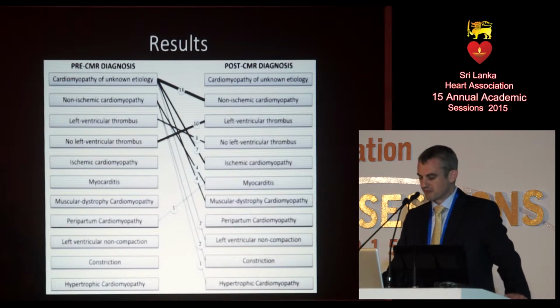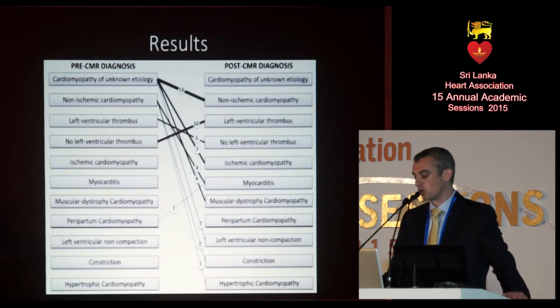This is a summary of their results. So the important things I would take from this are that they were able to classify more causes of cardiomyopathy into either ischemic or non-ischemic causes, such as previous myocarditis. Ruling thrombus in or out often can be difficult with echo, and they were able to do so in a number of patients and thus affect drug therapy.